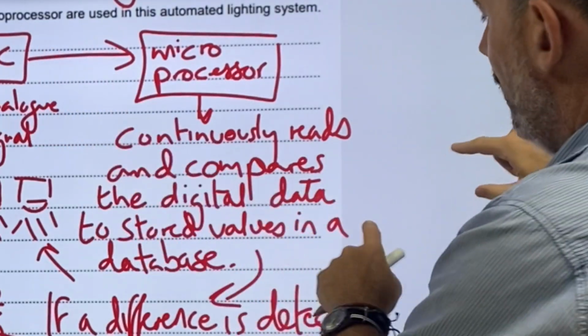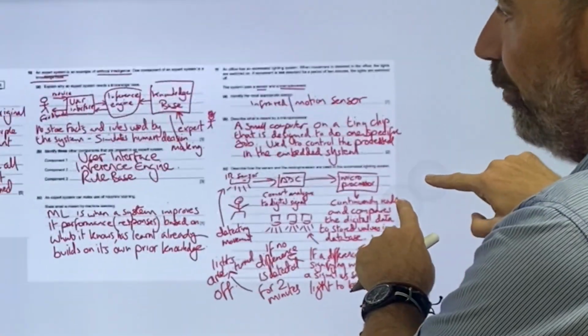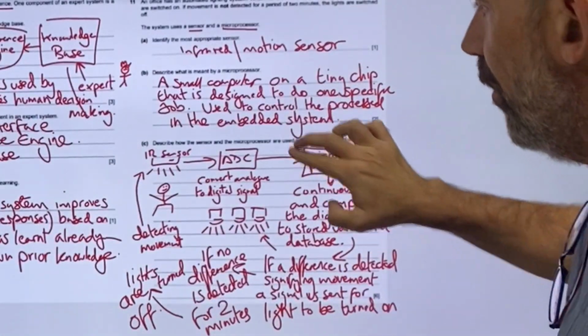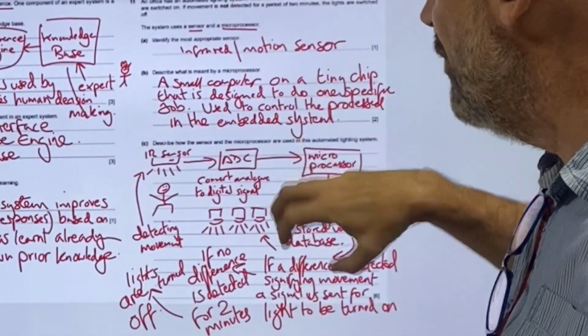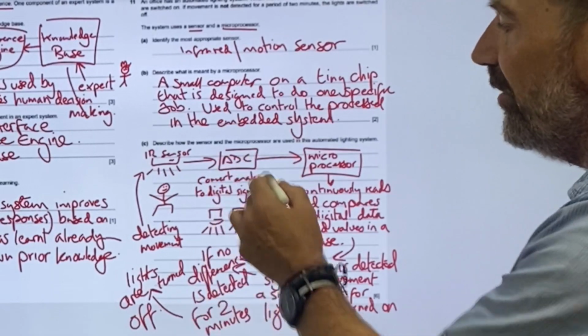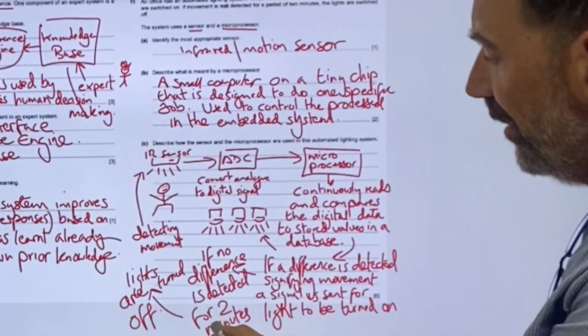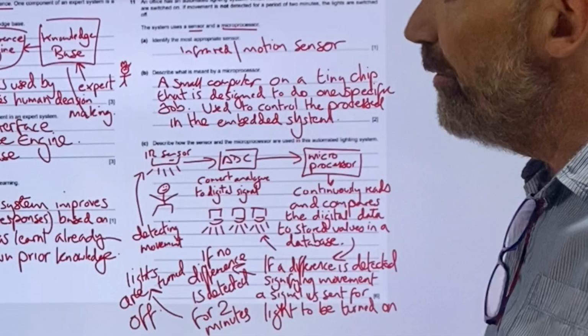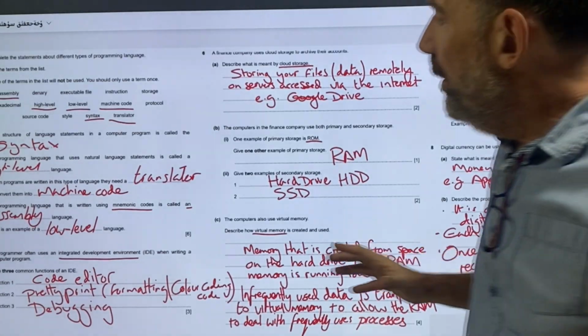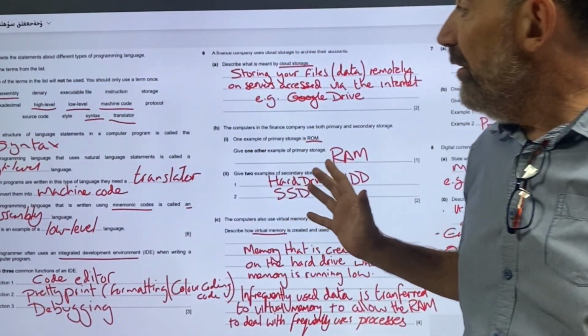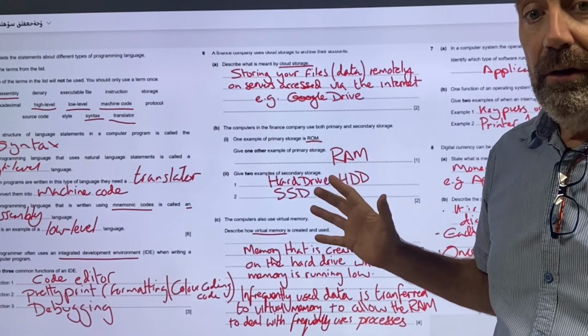Always useful to have a little drawing if you've got room on a sensor question, so you can see what you are doing with it. ADC, please include that. Please include the word continuous. So that is it for this question. Good luck, have a little go.